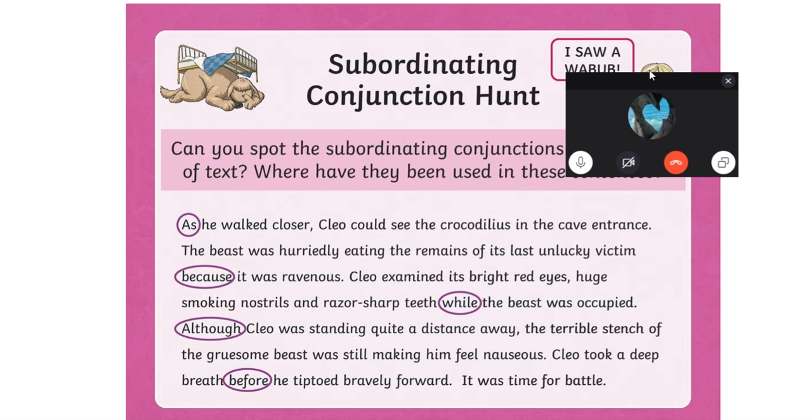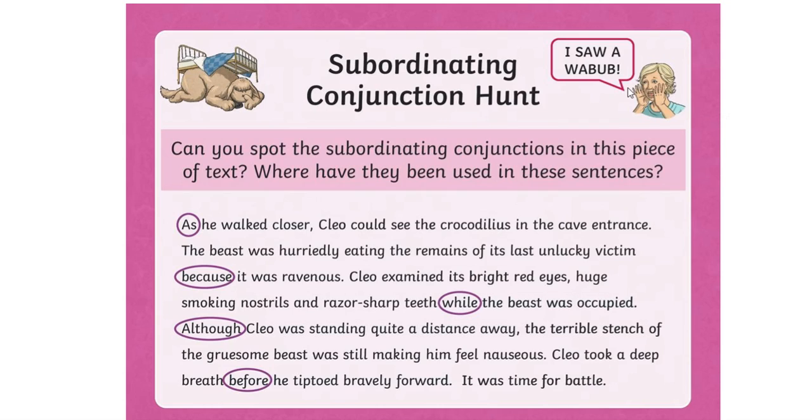Now, in order to understand that a little bit better, we're gonna read this together. Can you spot the subordinating conjunctions in the piece of text? Where have they been used in the sentences? So we have, as he walked closer, Cleo could see the crocodiles in the cave entrance. The beast was hurriedly eating the remains of its last unlucky victim, because it was ravenous.